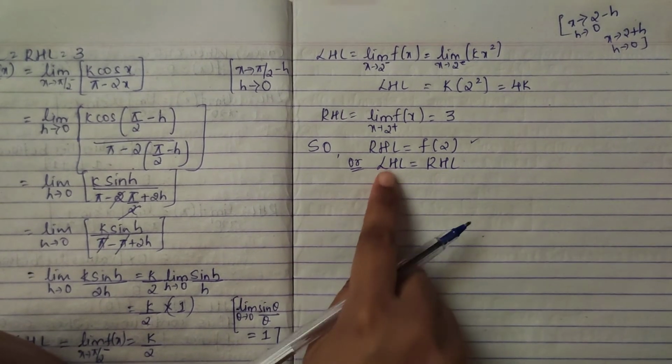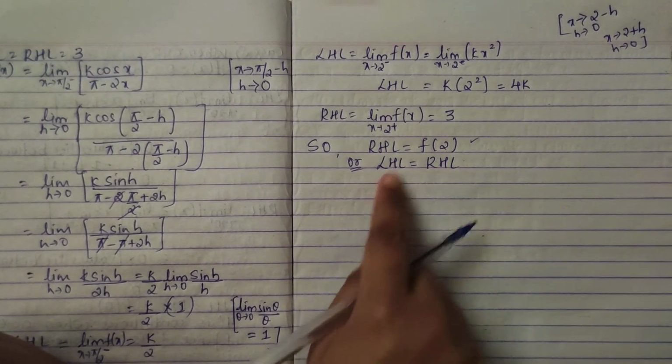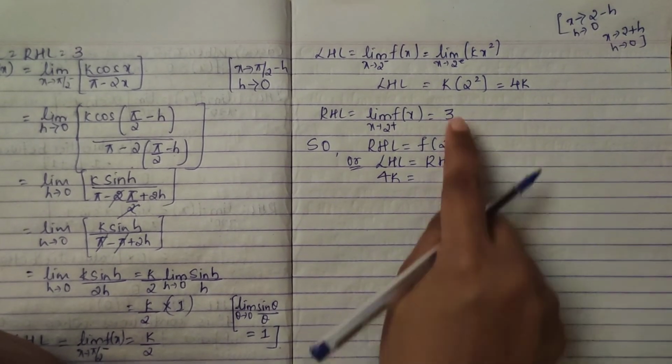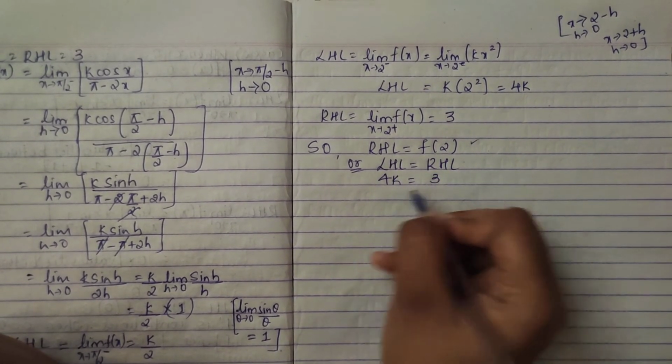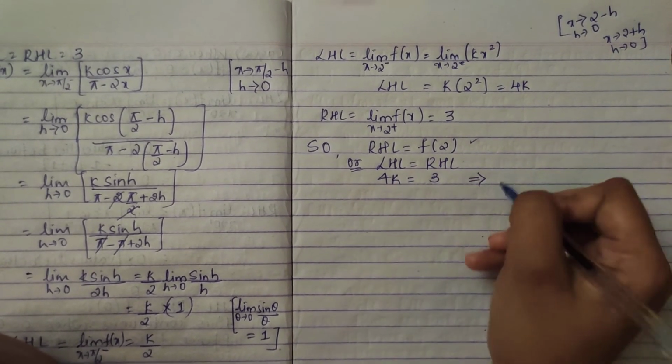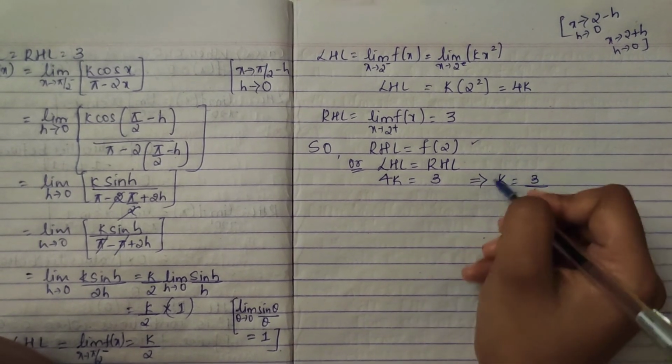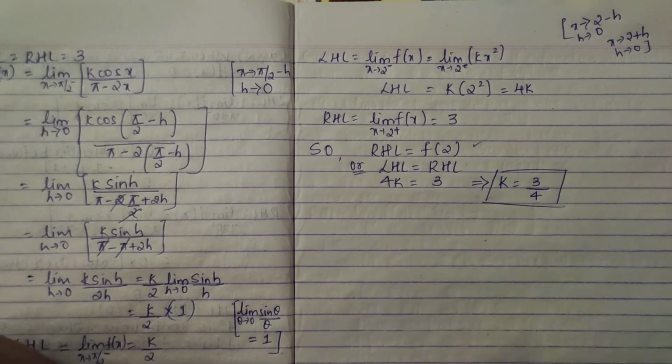Okay. So now I am considering LHL is equal to RHL. My LHL is what? 4k is equal to RHL, which is 3. So the k value will be what? k is equal to 3 by 4. So the k value I have got is 3 by 4. Okay.